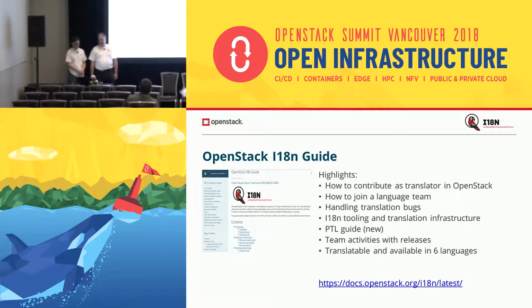Some highlights about our i18n guide. This guide shows how to contribute as a translator in OpenStack, how to join a language team, how to handle translation bugs, and explains our tooling in i18n and the translation infrastructure. During the cycle, we added a PTL guide inside the i18n guide. If you want to be the next PTL in the next cycle, you have to read this chapter. It also covers team activities with the releases, and this guide is also translatable and available in 6 languages.